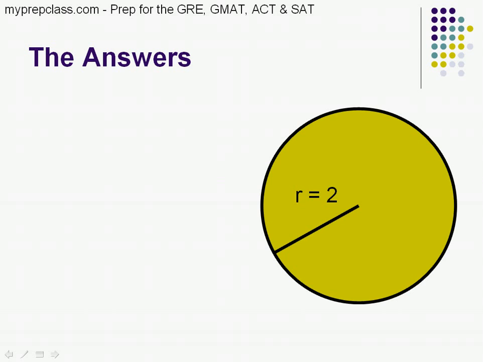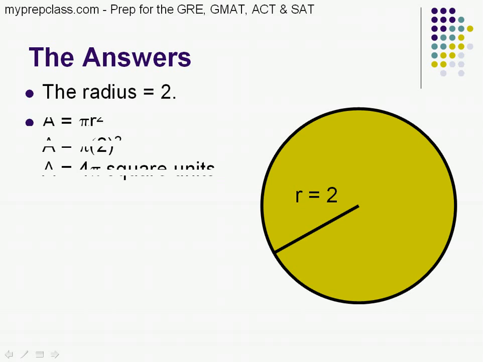Alright, let's see how you did. What do we know about the circle? We knew that the circle has a radius of 2. So the area is pi r squared. Our radius being 2 gives us pi times 2 squared. 2 squared is 2 times 2, which equals 4. So 4 pi square units is our area.